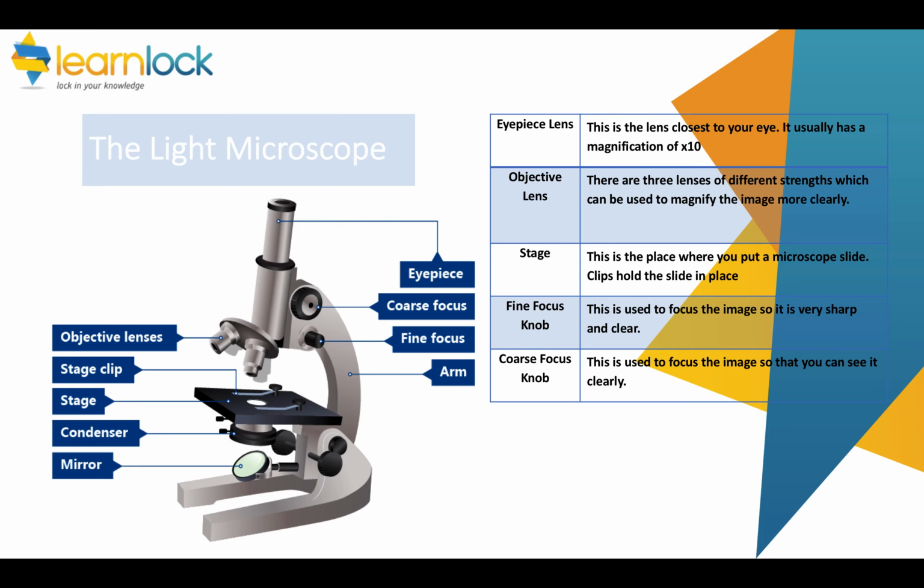You've then got the objective lenses. They're the most important part of the microscope because they magnify the image. Try not to say zoom, magnify is a better word to use. And normally there's three because they have three different strengths of magnification. The stage is where you would place a slide, where you're looking at the image, and they're clipped into place. And then you've got the focusing knobs, and they focus the image so it's sharper and clearer. So they don't make it bigger, they make it clearer.